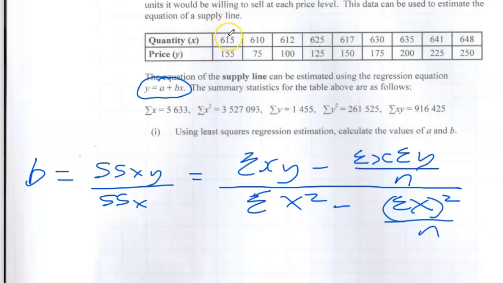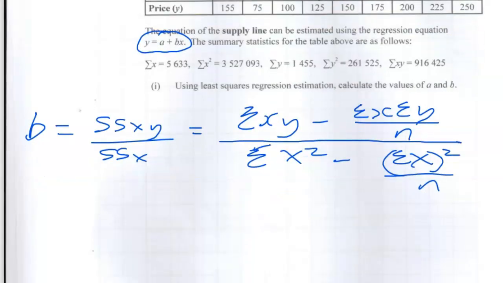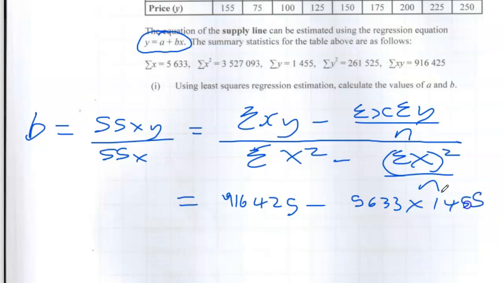And n is just the number of pairs. So I'm going to count our x values: 1, 2, 3, 4, 5, 6, 7, 8, 9. So we have 9 pairs of values, so n would be 9. Let me make our substitutions now. Sum of xy is 916,425. Sum of x is 5633, times sum of y, that's 1455, over n, which is 9.